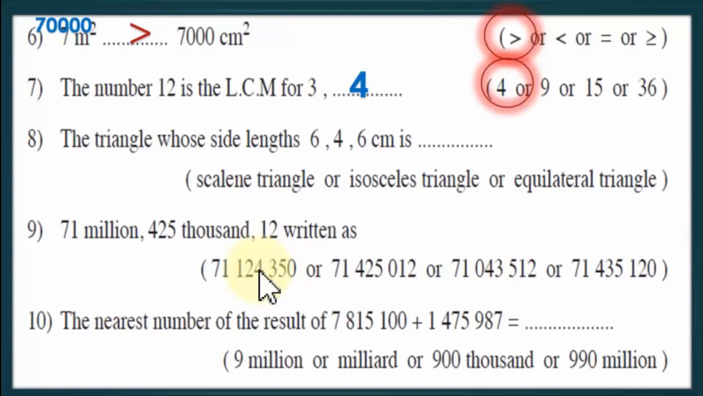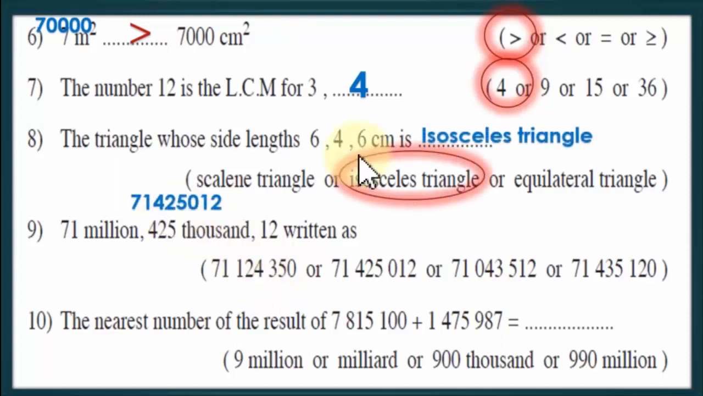The triangle whose side lengths are 6, 4, and 6 centimeters is an isosceles triangle because it has two sides equal in length. 71,425,000 and 12 is written as 71,425,012. Don't forget to put 0 in the hundreds place and then write 12.